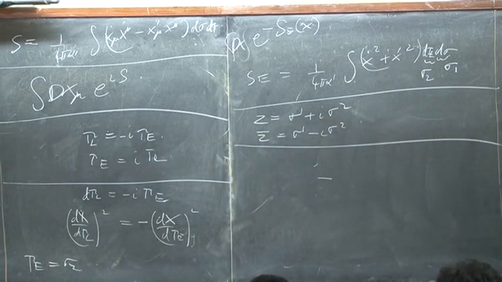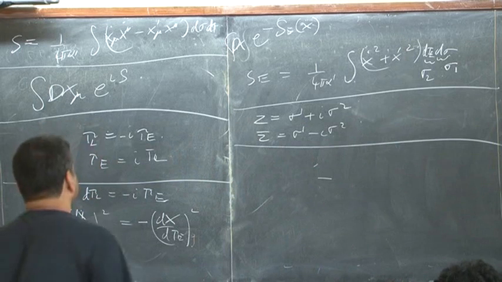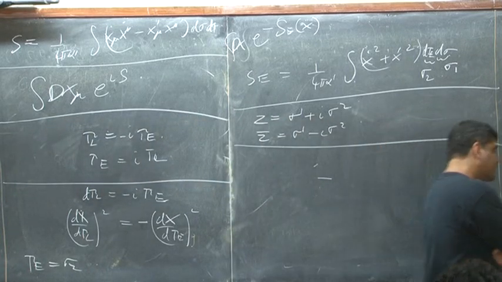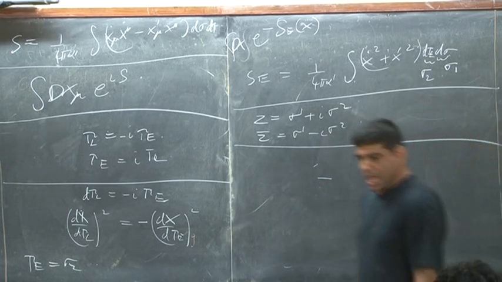Sigma 1 is still periodic, right? Sigma 1 is still periodic. Is sigma 1 periodic? Okay, sigma 1 could be periodic.